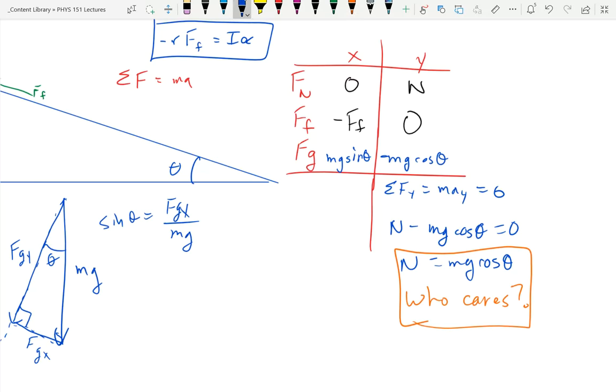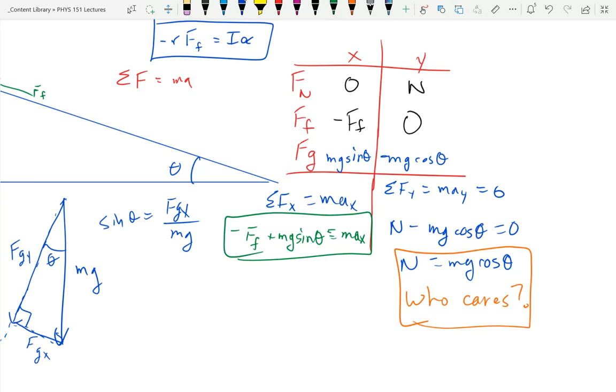But now if we look at the sum of the forces in the x direction, that's equal to max. And we don't know what ax is. So I'm going to write this down and I'm going to get an equation. I need to change colors. It's going to look like a continuation of another equation. Minus force of friction plus mg sine theta equals max.